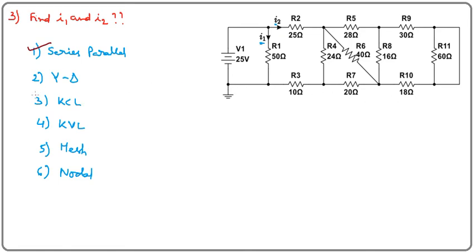KCL is obviously not required because no current value has been given to us. KVL is also not required because we don't need to find any voltage, and other voltages are also not given. So obviously mesh analysis and nodal analysis are also not required. We can go ahead with series parallel combination and see the requirement of star delta or delta to star once we proceed. So let me proceed.